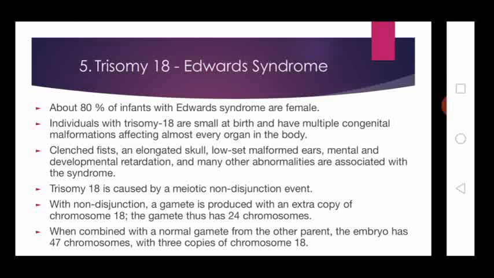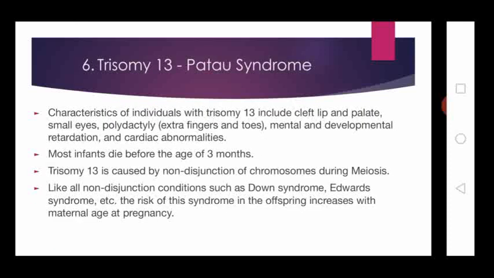When combined with a normal gamete from the other parent, the embryo has 47 chromosomes with 3 copies of chromosome 18. So when the trisomic chromosome 18 gamete fuses with a normal gamete, the embryo formed will possess 47 chromosomes with 3 copies of chromosome 18.